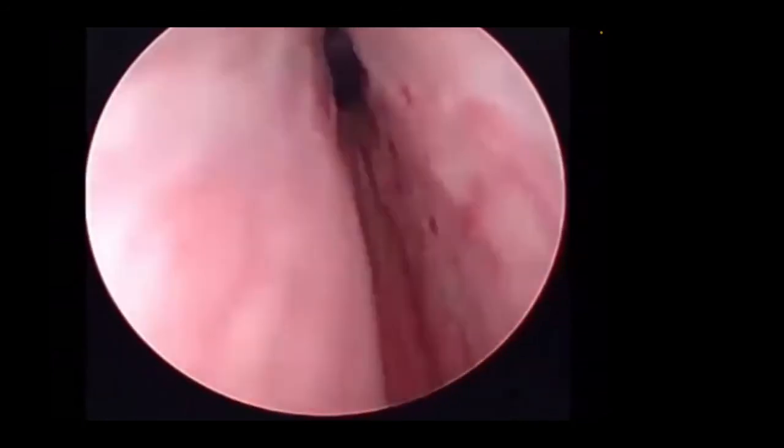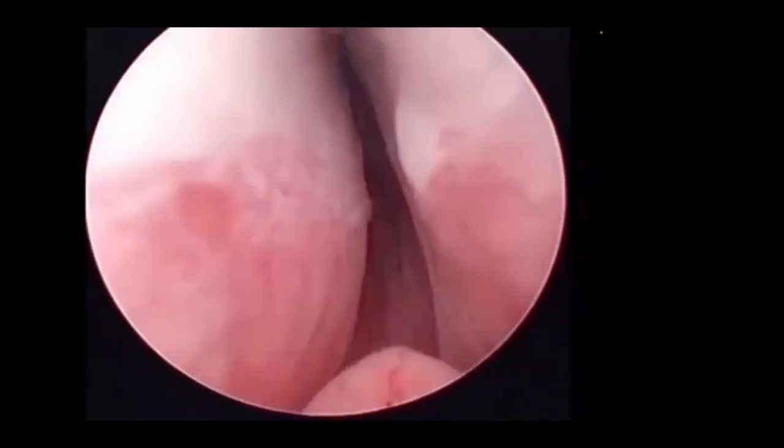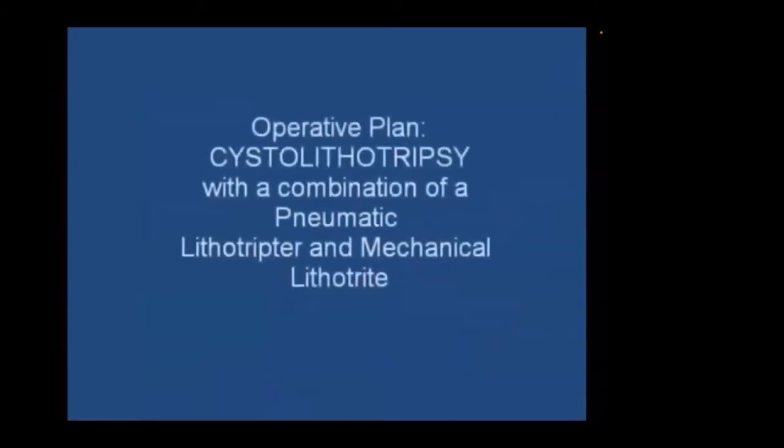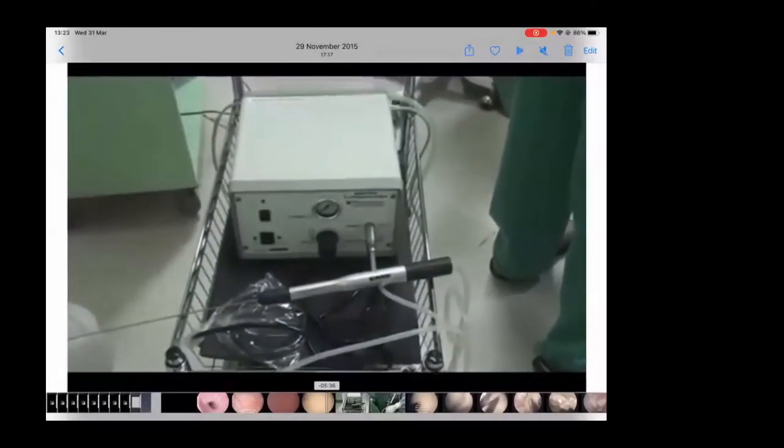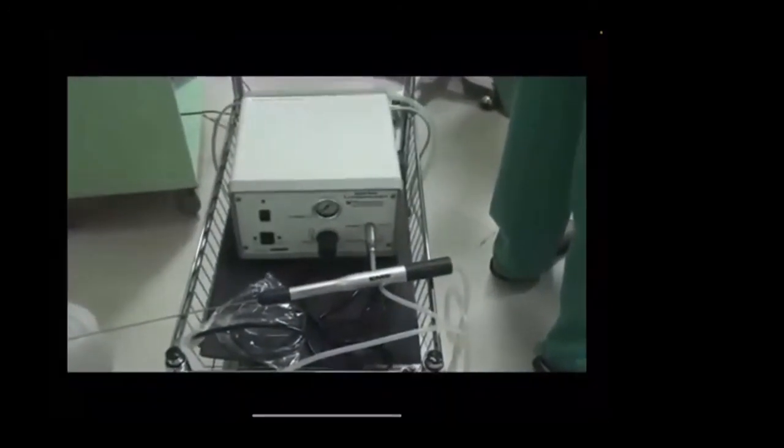This is the prostate gland. You can see the right and left lobe are there. It's not kissing, not obstructing the pathway. See, this rod is a pneumatic rod. You can see the handle over there, and the long rod is going out. It is connected to the machine. That machine generates the air pressure.